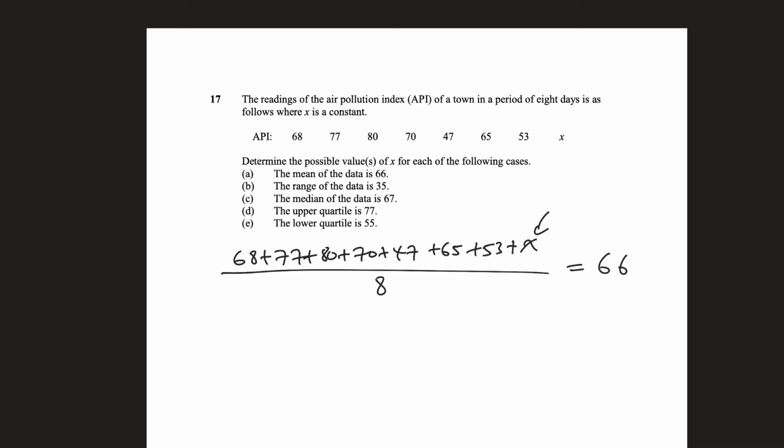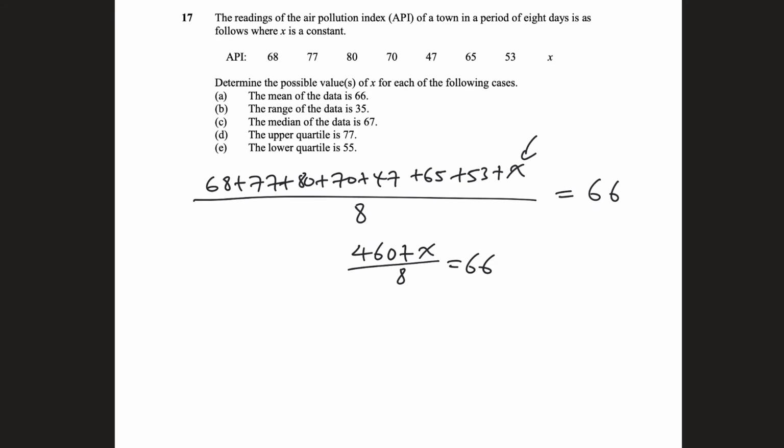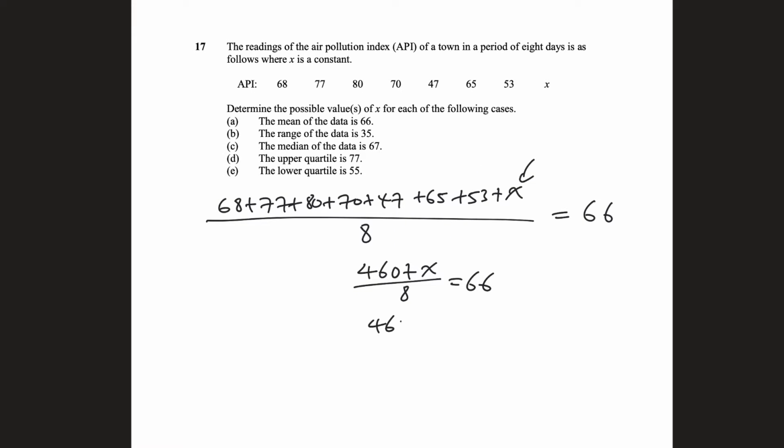So if you solve for that, what you will get is simply that this gives me (460 plus X) over 8 equals 66. And then I simply multiply both sides by 8. So I get 460 plus X equals 66 times 8, which is 528. X therefore is simply this, which is 68. That's it.